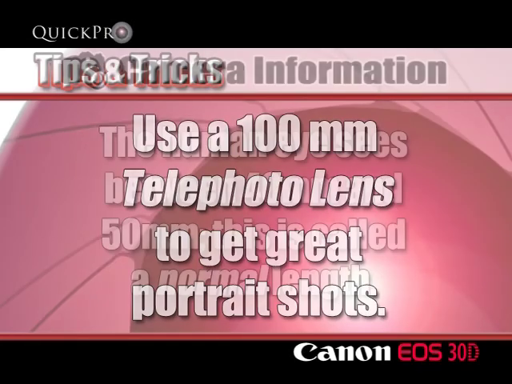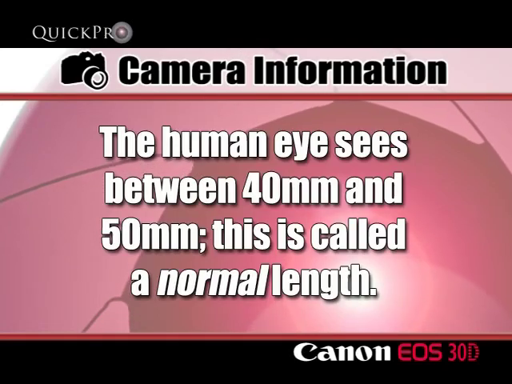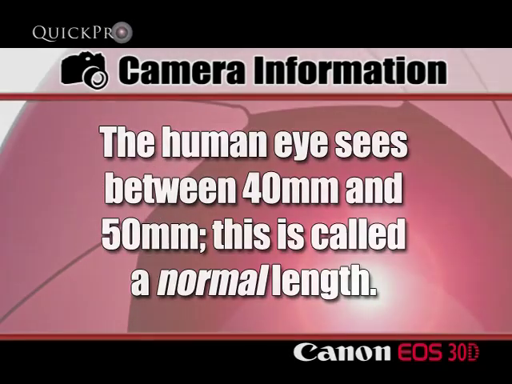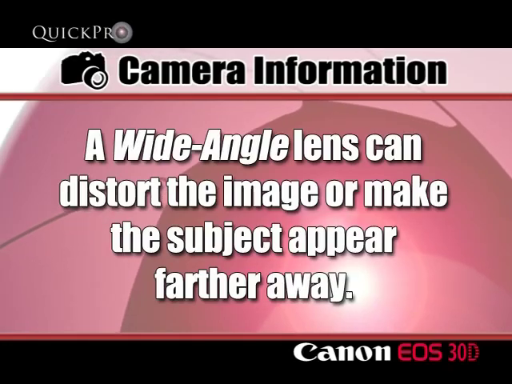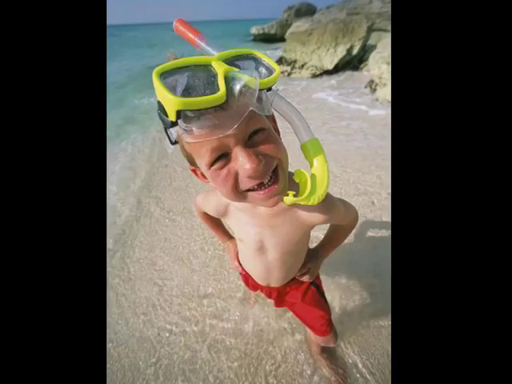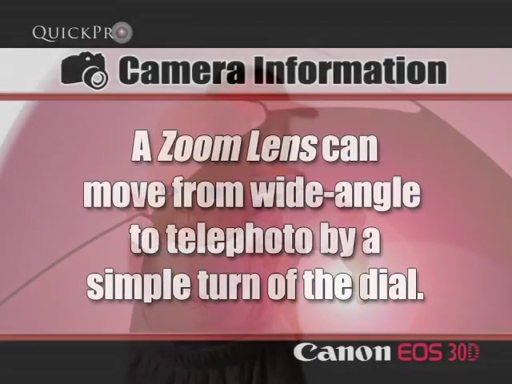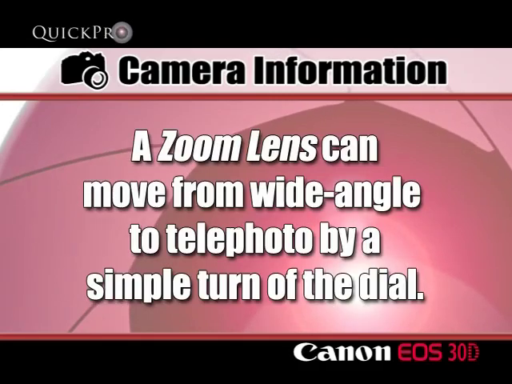A normal lens is considered to be about what the human eye sees, something between 40 and 50 millimeters. This is said to have a normal focal length. A wide-angle lens will make things appear farther away and will also distort the image in some interesting and fun ways. This is called a short focal length. A zoom lens is very common and can move from one focal length to another by simply moving the dial.